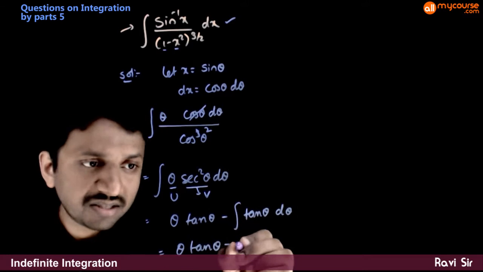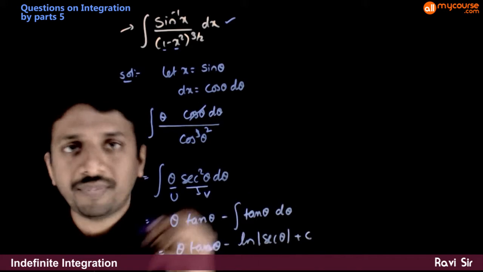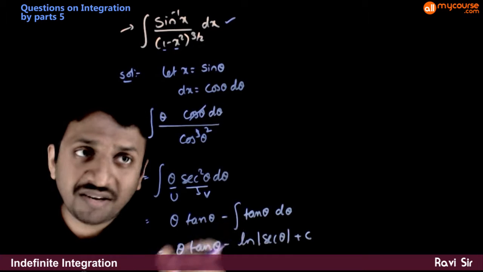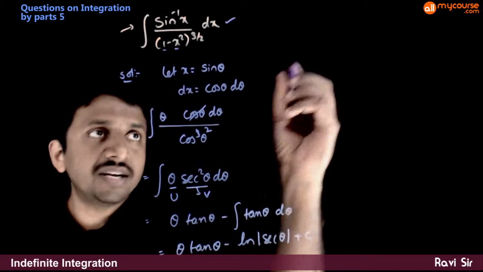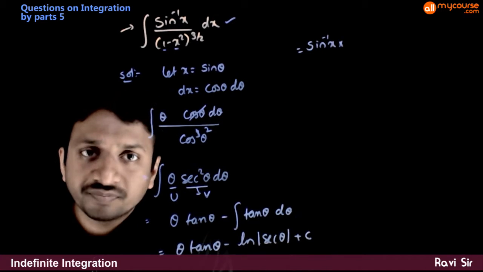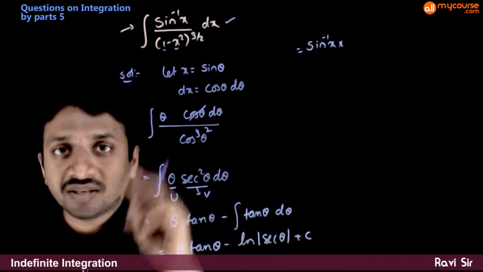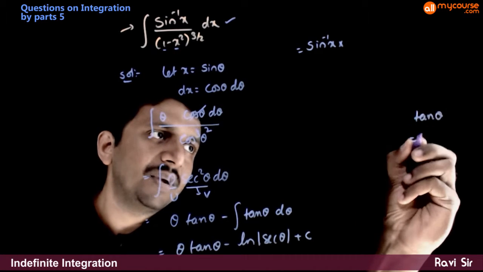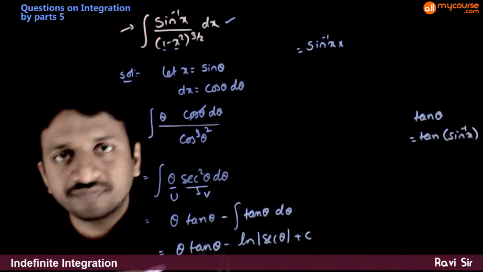We know that it is log mod secant theta plus c. So once the integration is done, you need to do the back substitution. Theta is nothing but sine inverse x, right? So that is equal to sine inverse x into... what is tan theta? Theta is sine inverse x, so tan theta is nothing but tan of sine inverse x.